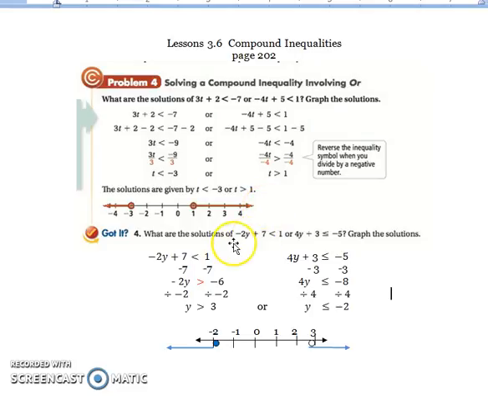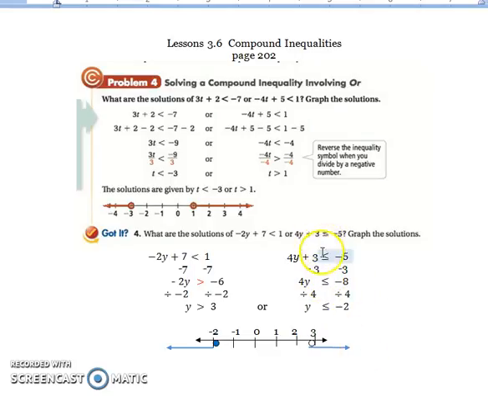So let's try it. What are the solutions of -2y + 7 < 1 or 4y + 3 ≤ -5? Again, one at a time. -2y + 7 < 1, we're going to subtract 7 from both sides. Then we're going to divide by -2, but if we divide by -2, that has to turn around. So we actually end up with y > 3. So we go down here to 3 and make an open circle, and our arrow goes to the left.